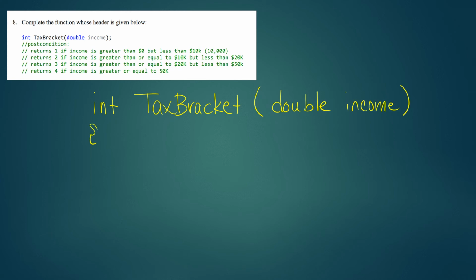And you're going to return a 1 if it's greater than 0 but less than 10. Return a 2 if it's greater than 10 but less than 20. Return a 4 if it's greater than, then it's greater than or equal to 50. So you just have to do cascaded if else. It would be the best way to do it. So you would do if income is greater than 0 and income is less than 10,000.